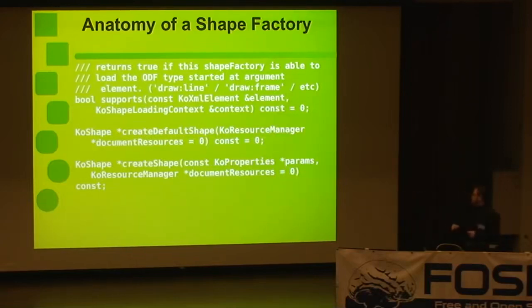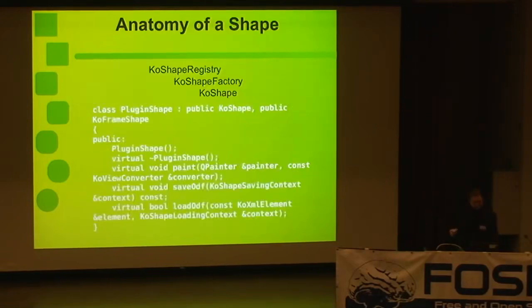Give me a chance. Then we call create a default shape, which is just an empty version of that shape. And then on the shape, we call load ODF. And the shape populates itself with the data and is now ready to be used, shown, or edited. So what does a shape do? A shape loads itself, paints itself, and then when asked, it will save itself to ODF. That's what we do in our core.